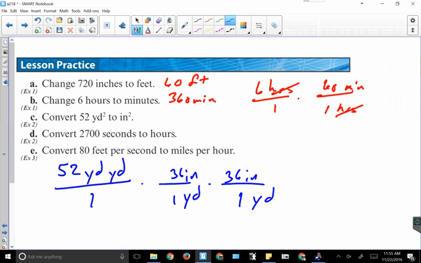36 inches and 1 yard. By going and having these things set up like that makes life a little bit easier. So, yards cancels with yards, yards cancels with yards. So now it's just going to be 52 times 36 times 36. And Micah, what do you get when you take 52 times 36 and 36? 67392, and that would be inches squared.